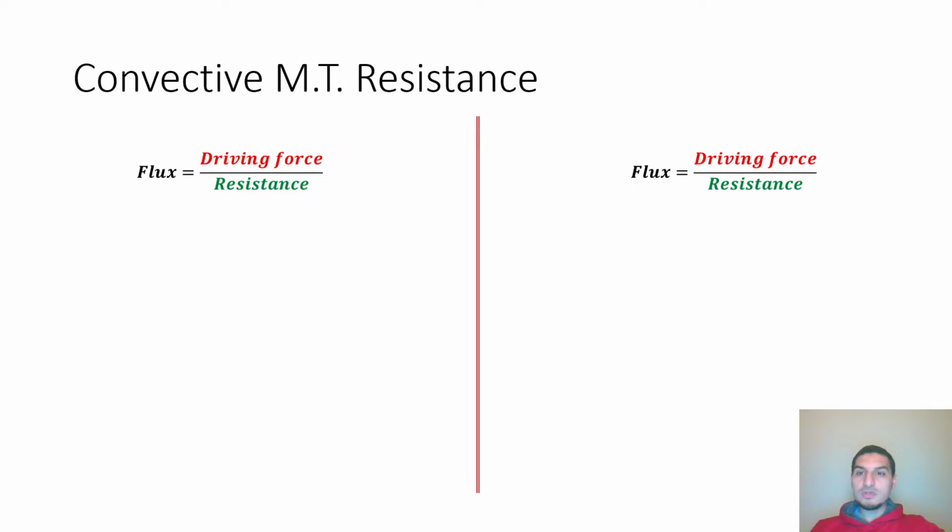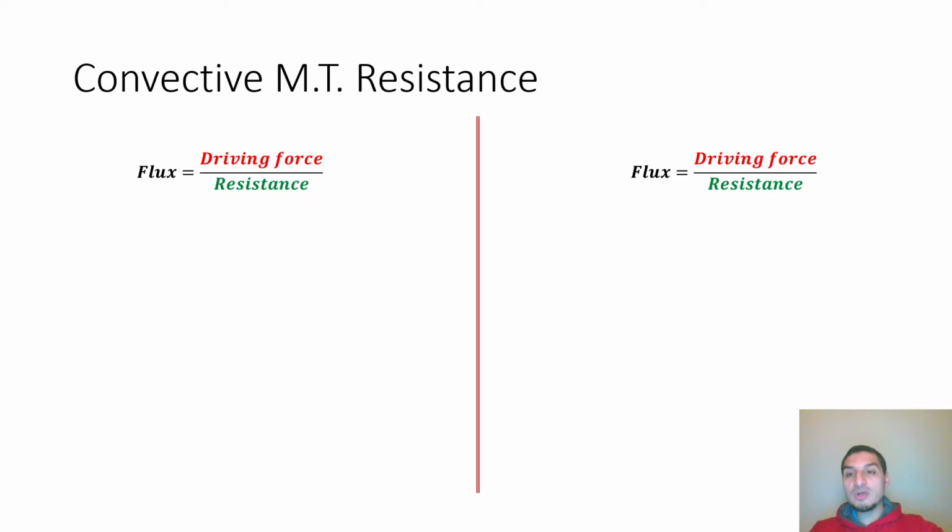Hello everybody, we're still talking about the convection mass transfer between phases, and we discussed the overall mass transfer coefficient, the relation between the overall and the individual mass transfer coefficients for linear and nonlinear equilibrium relations. And now we will talk about one last thing, which is a very, very important thing, by the way, which is calculating the resistance that we have in the two phases to mass transfer.